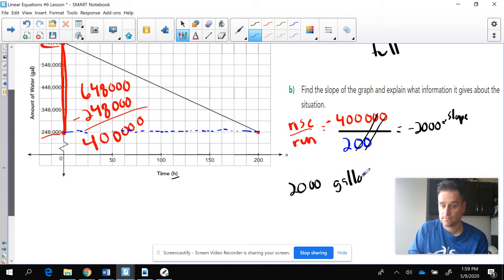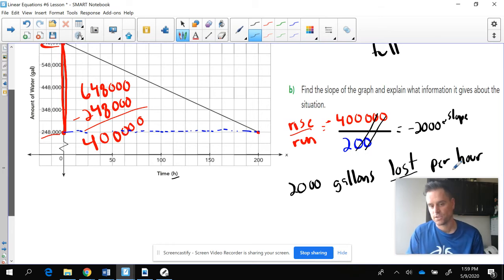gallons lost. Why did I not put a negative there? Because the word lost means that it's negative. We're losing. That number means that I don't have to make this a negative. It's 2,000 gallons lost per hour. That's the relationship. Remember, y equals mx plus b, very similar to direct proportions. Okay.